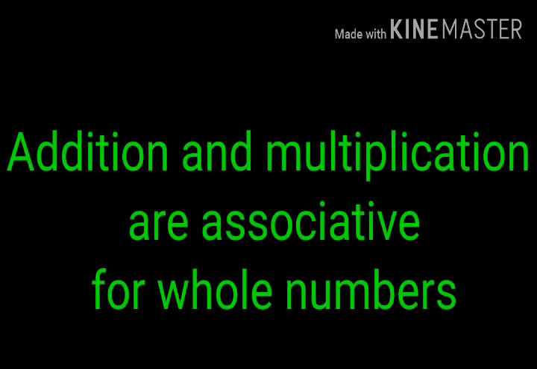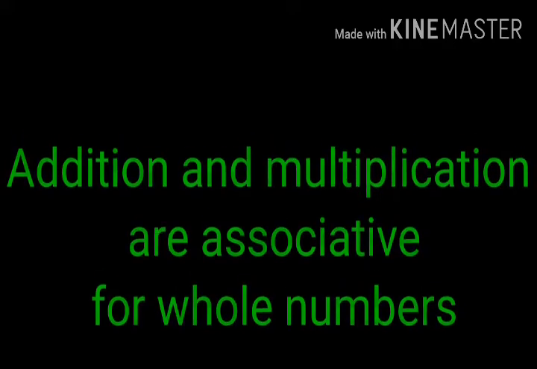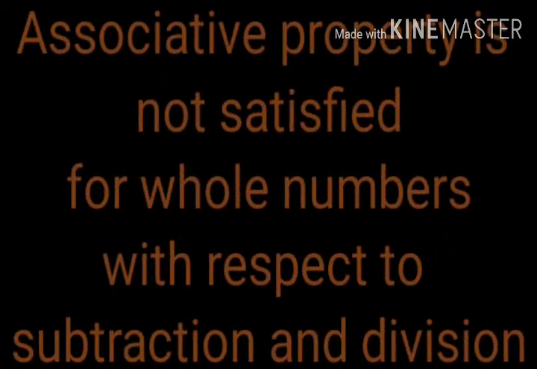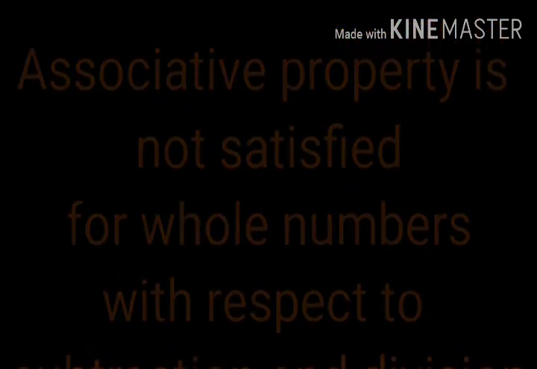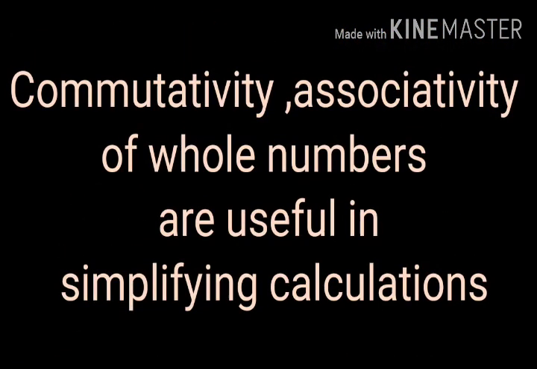Addition and multiplication are associative for whole numbers. Associative property is not satisfied for whole numbers with respect to subtraction and division. Commutative and associative properties of whole numbers are useful in simplifying calculations. When we calculate any problem, it is very useful.